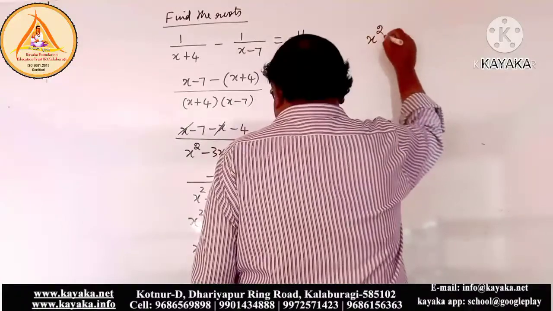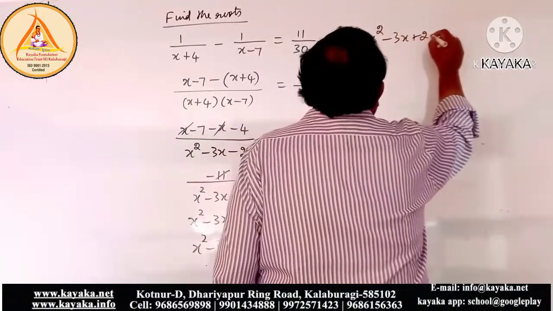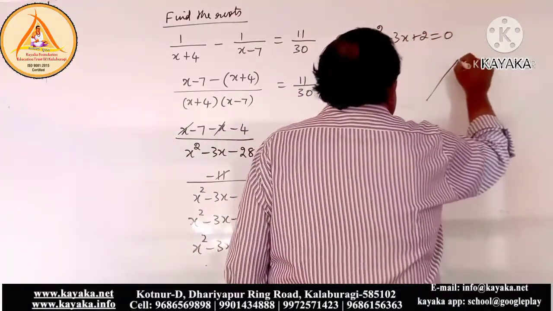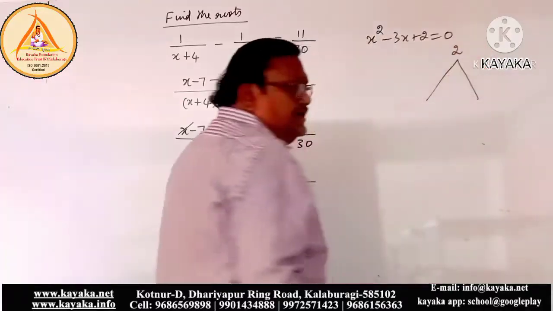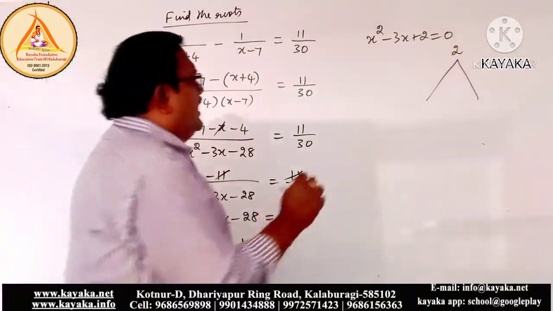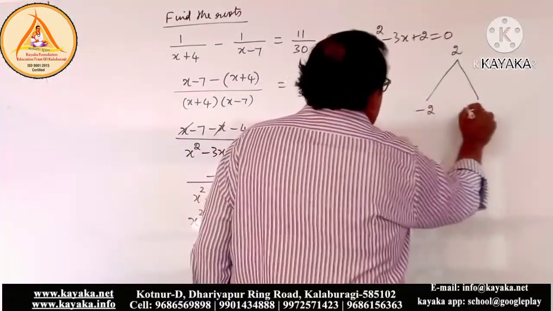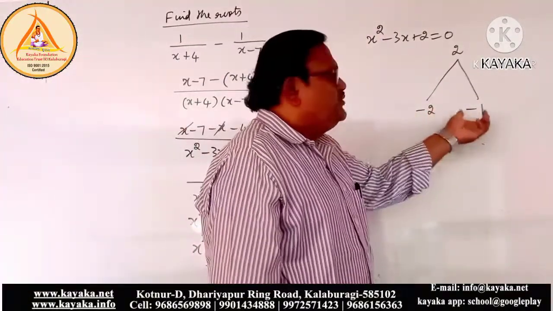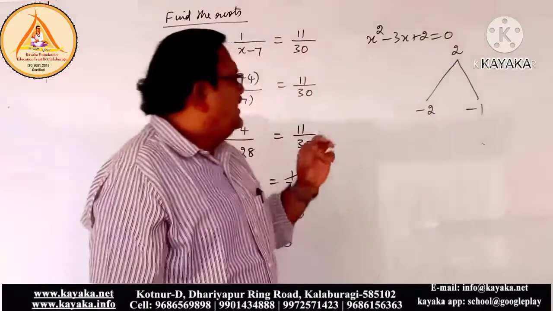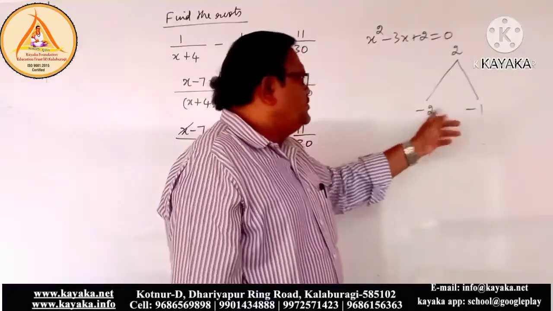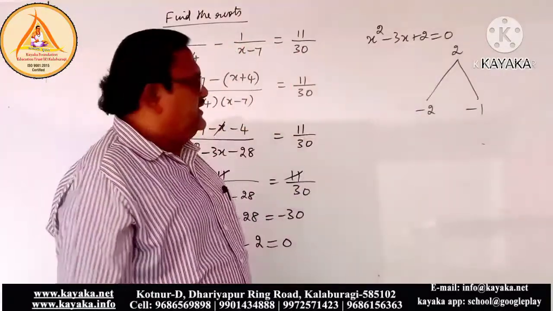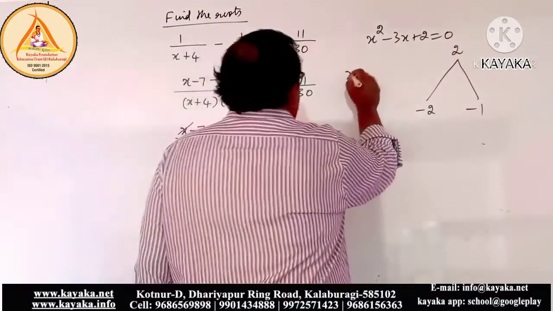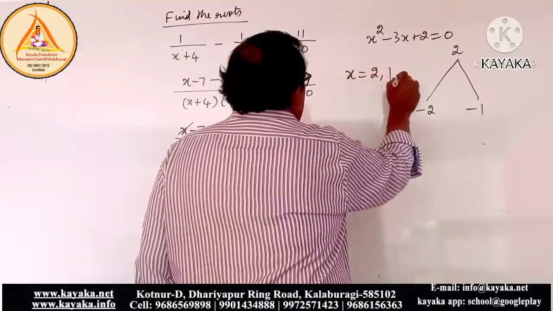Now x square minus 3x plus 2 will be equal to 0. The factors for 2, you will get minus 2 and minus 1. If you multiply these two numbers, minus 2 and minus 1, you will get plus 2. And if you add these two numbers, you will get minus 3. Therefore, the value for x is 2 and 1.